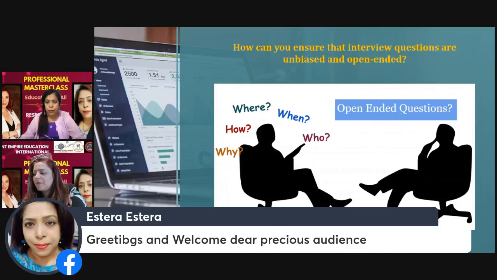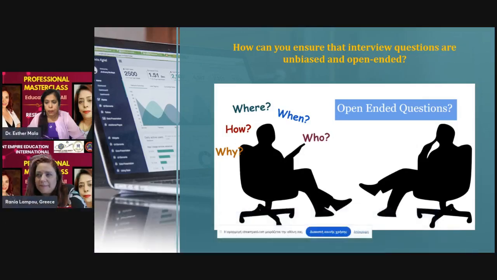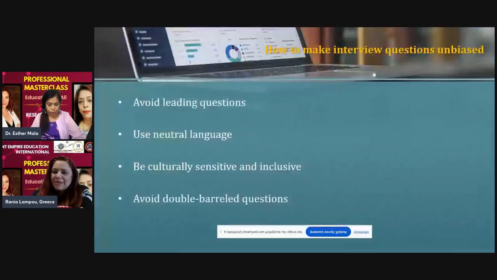Now, if you start an interview, how can you ensure that interview questions are unbiased and open-ended? Ensuring that these questions are open-ended and unbiased is key to getting honest, detailed, and meaningful responses.